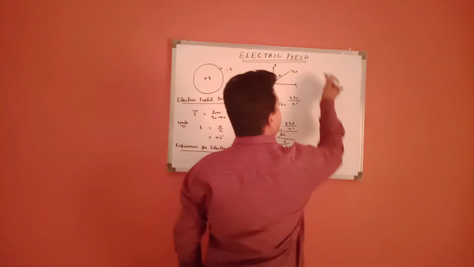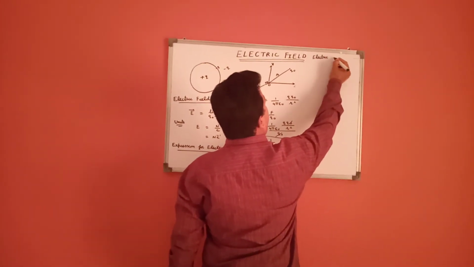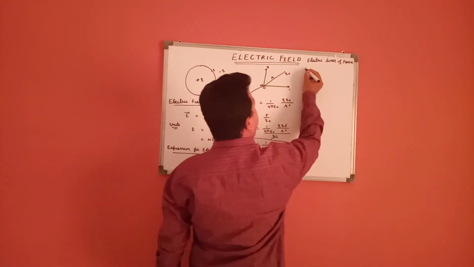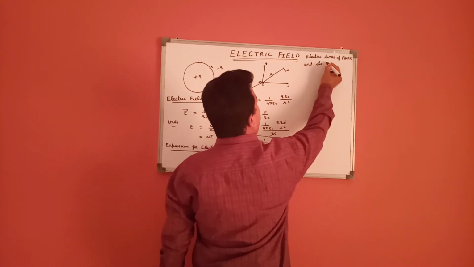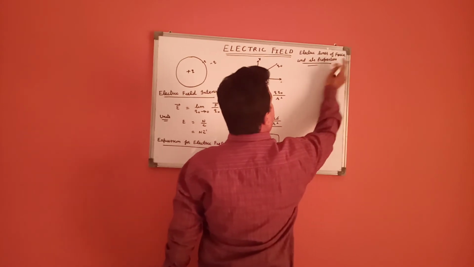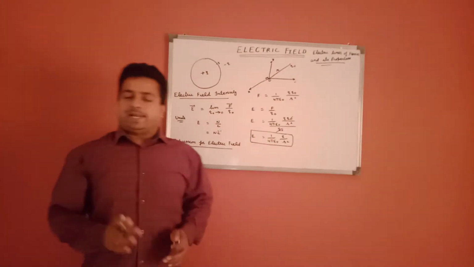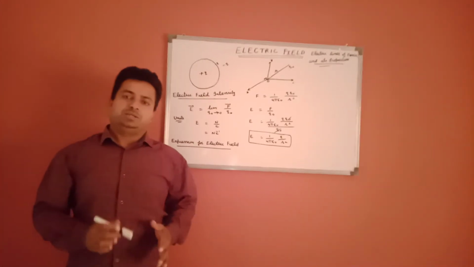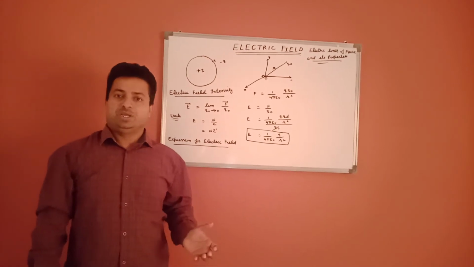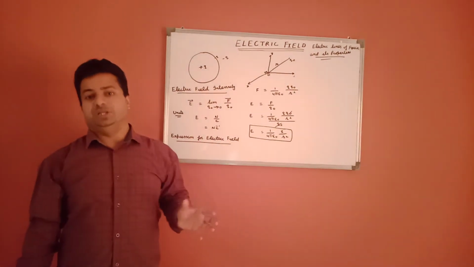The next one is electric lines of forces and its properties. First of all, definition: electric lines of forces is a path along which an isolated charge moves freely. That is, it is a path along which a charge moves freely.